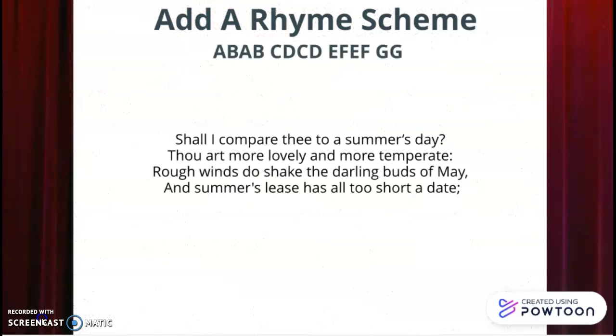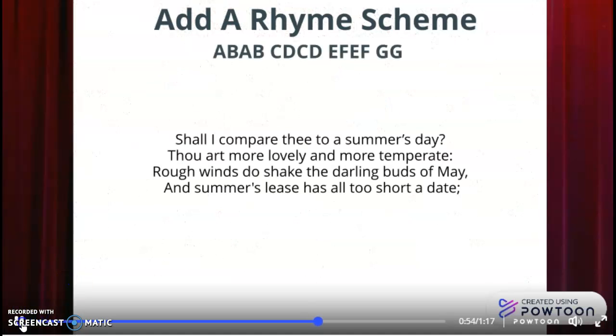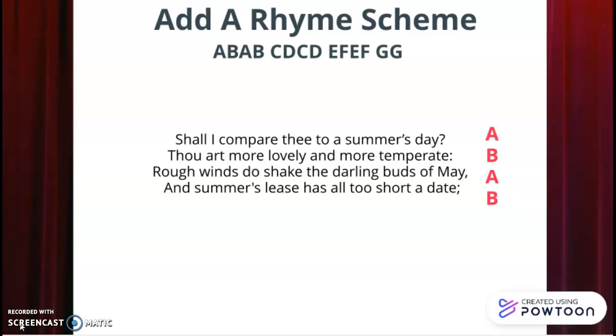And then lastly, but never too last, add a rhyme scheme. So your rhyme scheme is going to be ABAB, CDCD, EFEF, GG. So the day here rhymes with May, temperate, date. This is A, A, B. Remember, the rhyme scheme only changes when the words change. If the words rhyme, then it's the same letter. So be careful of that when you're making your own poems. Okay, so make sure you have that rhyme scheme.